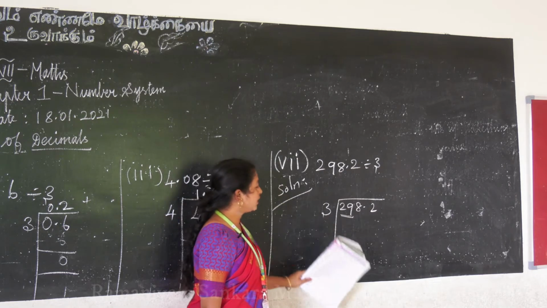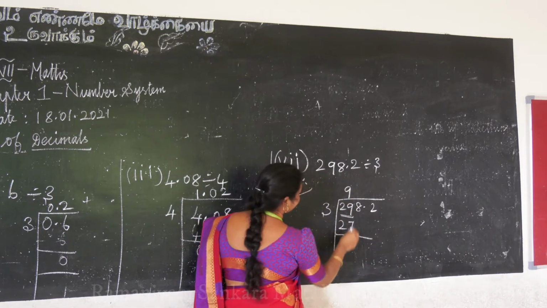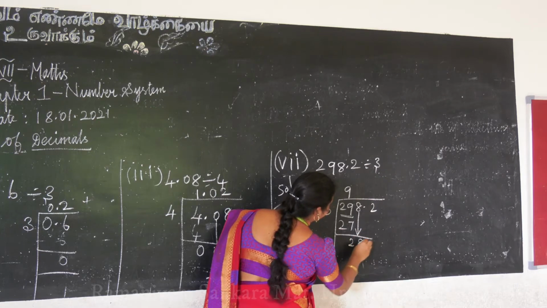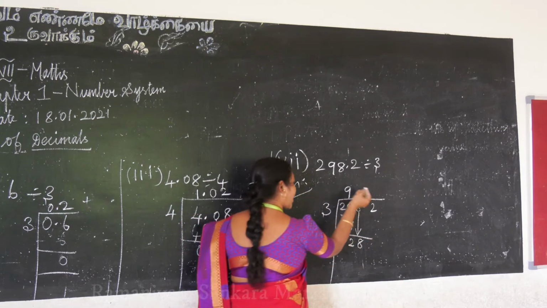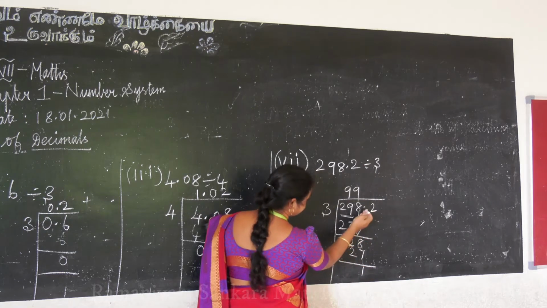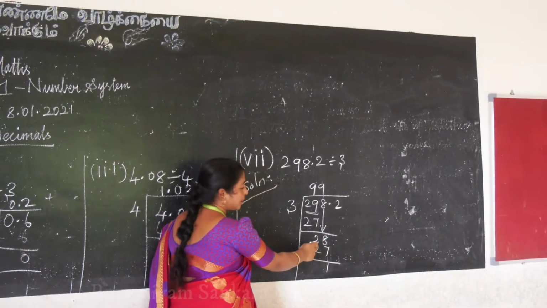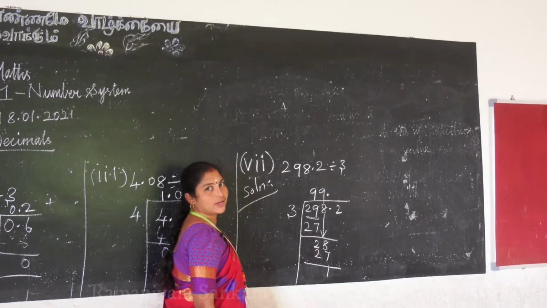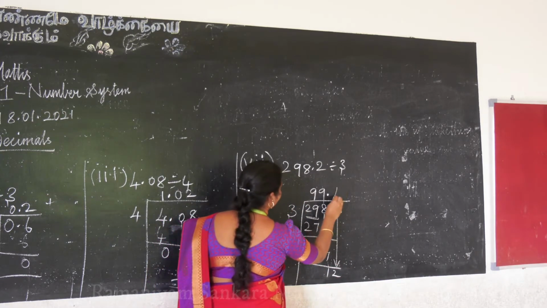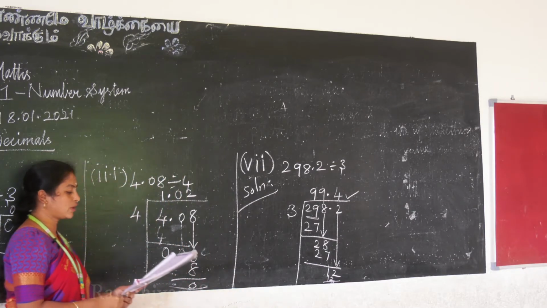See, how many times 3 are there in 29? 9 times. 9 3s are 27. Then subtract, 9 minus 7, 2. 2 minus 2, 0. Next we have to bring down 8. So in 28, how many times 3 are there? Again 9 times, because 9 3s are 27. Next subtract 8 minus 7, 1. Then after 298 there is a decimal point, so we have to put the decimal point in the quotient. Next bring down 2. Then how many times 3 are there in 12? 4 3s are 12. Remainder is 0. Quotient is 99.4.